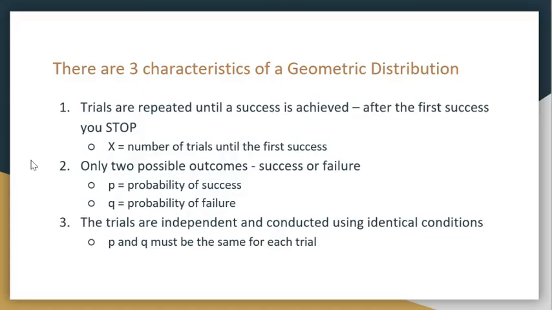A situation would be binomial if I said I was going to flip a coin 20 times and count how many times it lands on tails. A situation would be geometric if I said I'm going to flip the coin until it lands on tails, and I'm just going to keep track of how many times that takes. That is the difference between a binomial and a geometric.